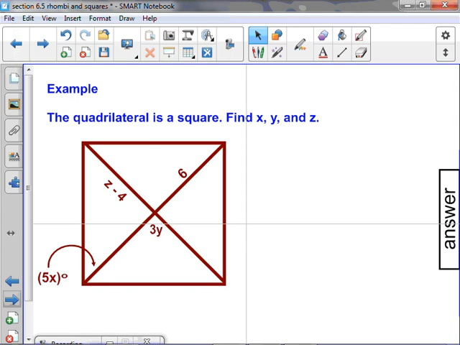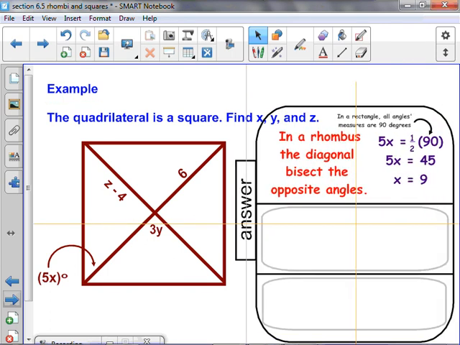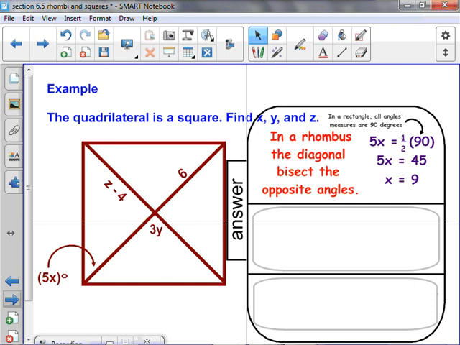Okay, I know that, well, where do I want to start? If I edit this the way I want it to, I did. Okay, so we know that in a rhombus, the diagonal bisects the opposite angles. That is to say that this diagonal here will cut this angle and this angle in half. Okay? So I know that 5x must be half of 90. Why do I know that that's 90? Because, remember, in a rectangle, all angle measures are 90 degrees, and a square is a rectangle.